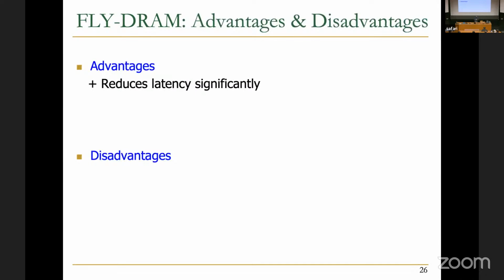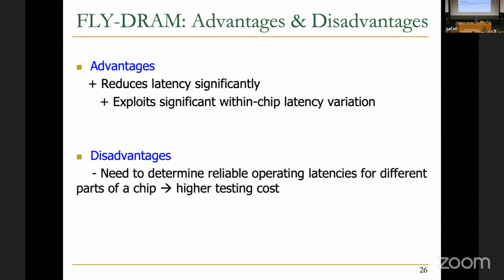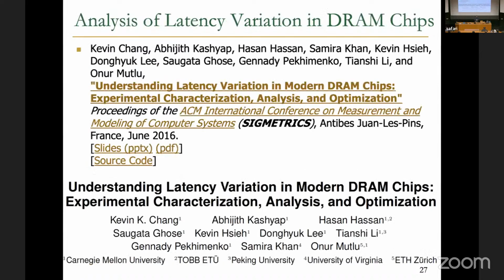So advantages again: it reduces latency significantly, it provides performance improvements, and it exploits the variations within the chip on top of what ALDRAM did for across temperatures and across DRAM chips. Again, it has the disadvantage of higher testing costs. So testing is quite important in this context. And it requires a slightly more complicated controller because it requires conveying that information about different parts of the memory having different latencies. It needs to map data accordingly.